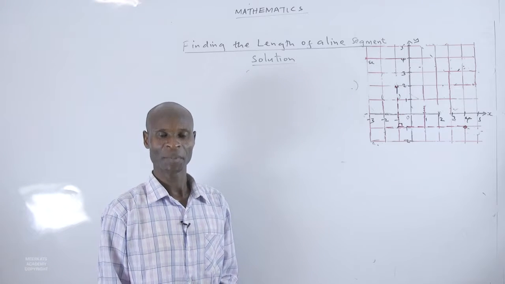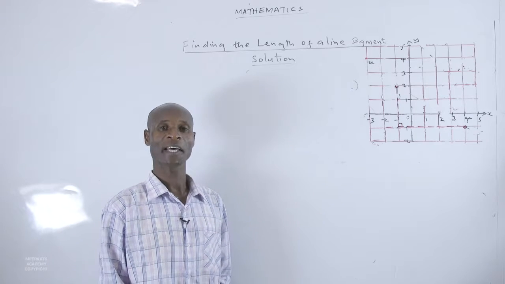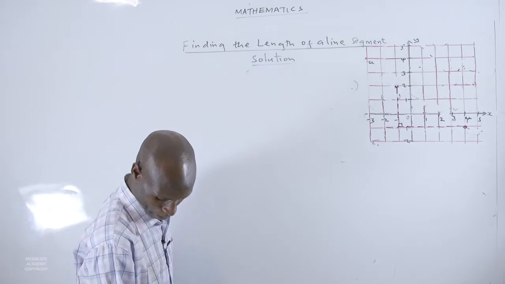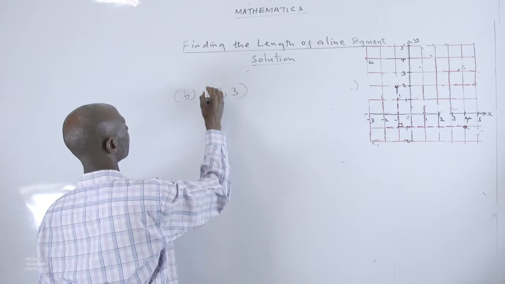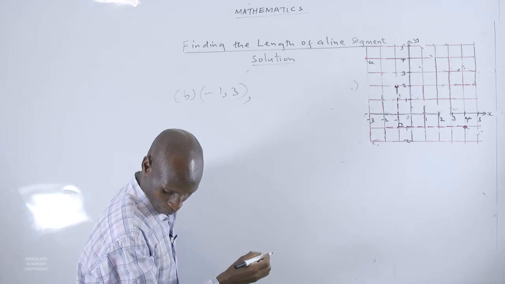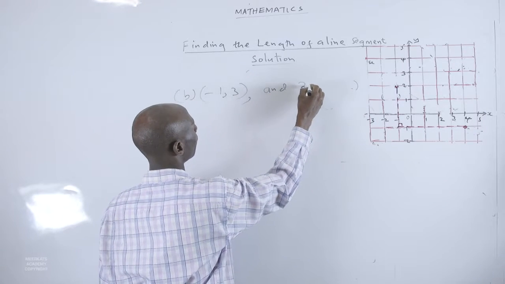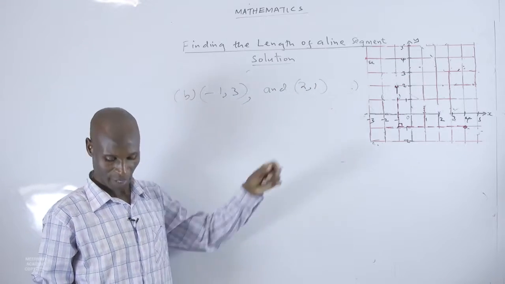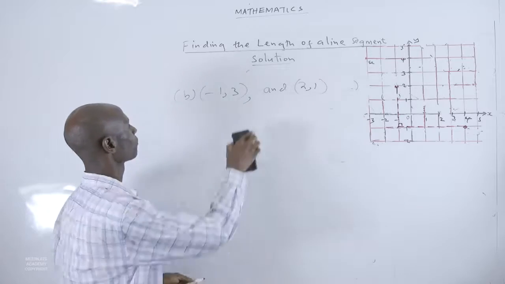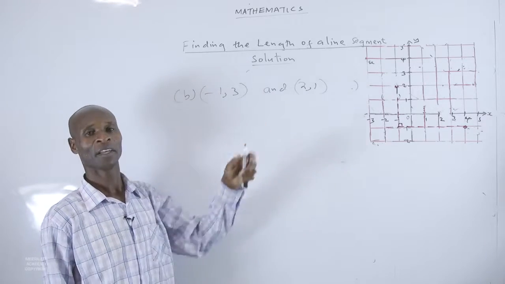Let us try part B of the same question, where the coordinates are -1, 3, and the second point is 2, 1. How do you get the distance between these 2 points without necessarily plotting?